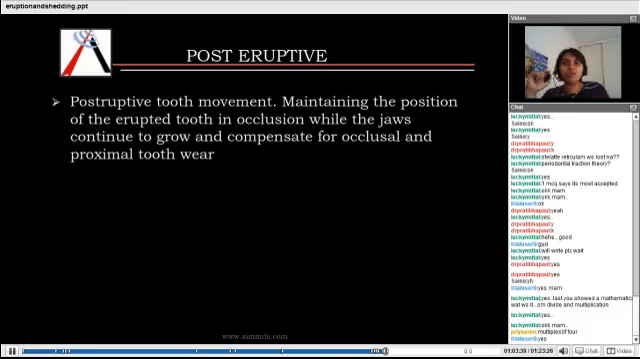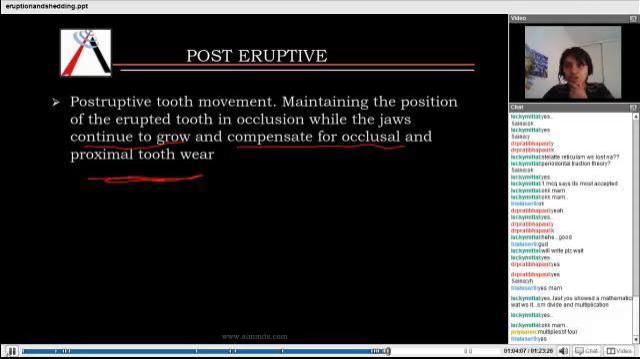Okay, now when we talk about post-eruptive tooth movement, it means once the tooth has reached occlusion, it still keeps on moving here and there. Isn't it? What are these movements? Basically they are there to compensate for growth, to compensate for the occlusal and proximal tooth wear. Remember, teeth are grinding in the mesial direction and in the occlusal direction. So that is why the teeth keep moving to adjust according to that grinding.